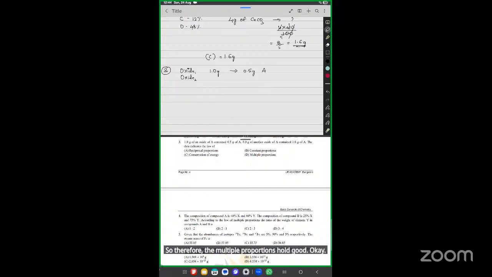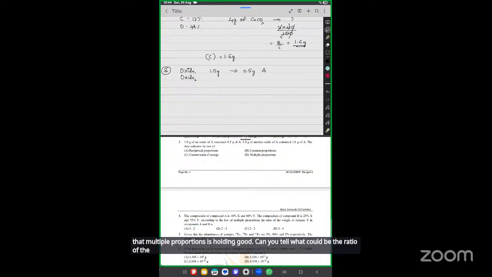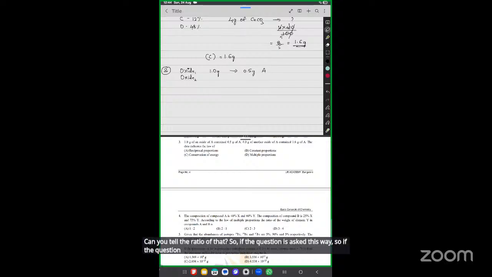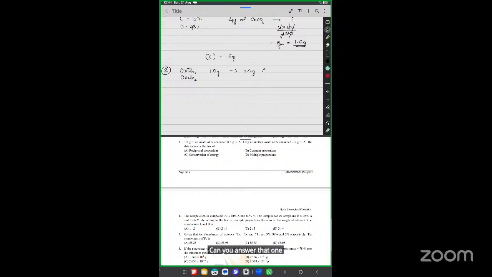Okay, now we got to know that multiple proportions is holding good. Can you tell what could be the ratio of the one element with respect to the other oxide? If the question is asked this way, and it is satisfying the multiple proportions, what is the ratio of A in both the compounds? If they ask, what would be the answer? 5:4. Is it? No? Check it properly.